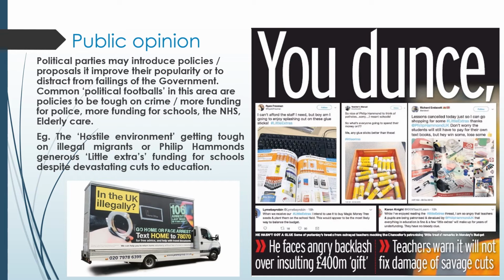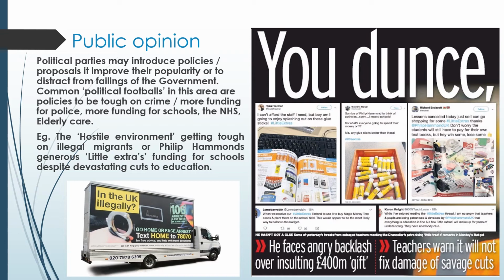On the right here, you can see this was the little extras that was suggested by Philip Hammond, and he was going to give schools a little extra money, despite the fact that the Conservatives spent years savagely cutting education. So this £400 million gift wouldn't cover anywhere near the money that had been cut from schools already. And a lot of teachers, a lot of newspapers criticised this little extras policy. It was a bit of a foul by the government there.